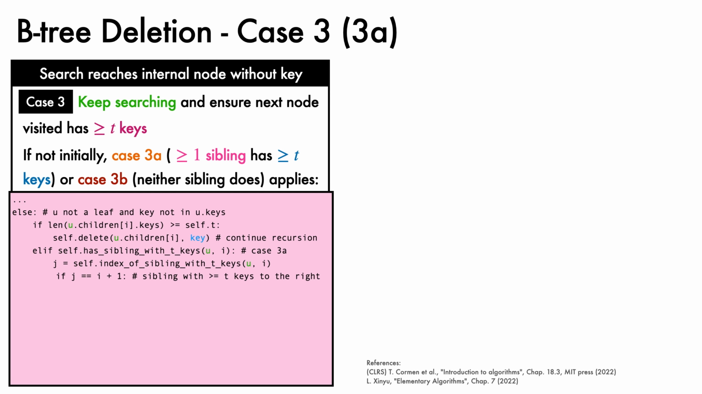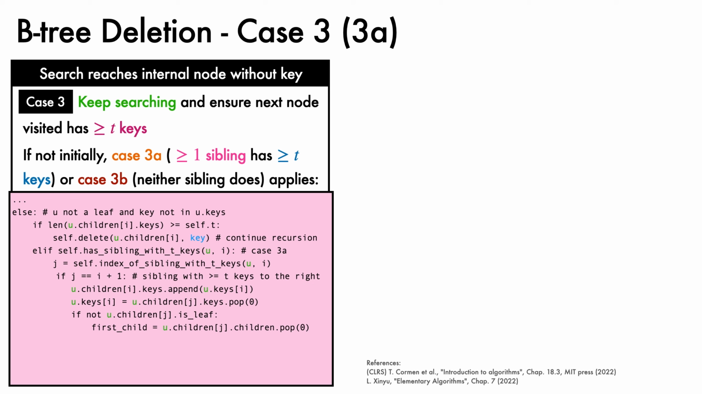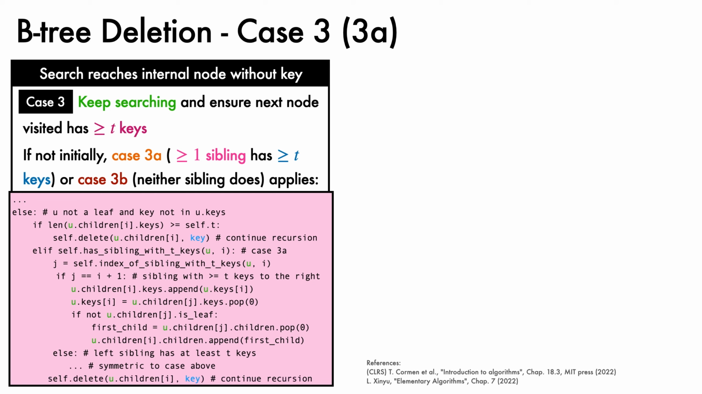Suppose it was the sibling to the right, so j takes the value i plus 1. Then we take the ith key from the current node and give it to the ith child, and replace it with the first key from the right sibling. If the jth child is not a leaf node, we also take its first child and append it to the children of the ith child. If it was the left sibling that had at least t keys, rather than the right one, the logic and code is symmetric to the case above, so we won't go through it line by line. Finally, we call delete on the ith child to continue the recursion, confident that it has at least t keys.